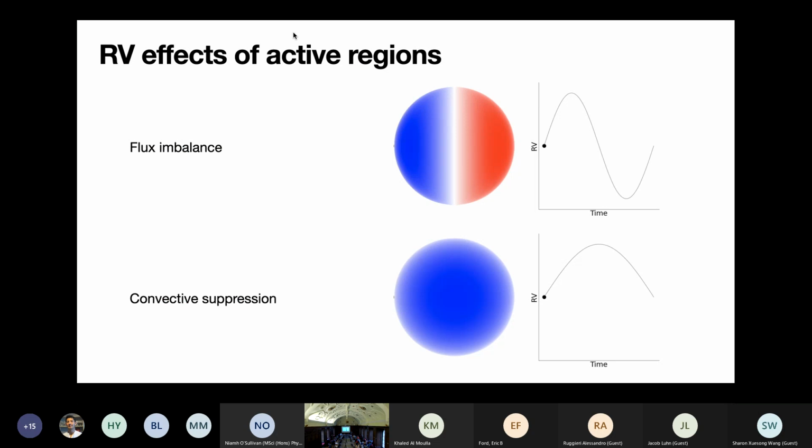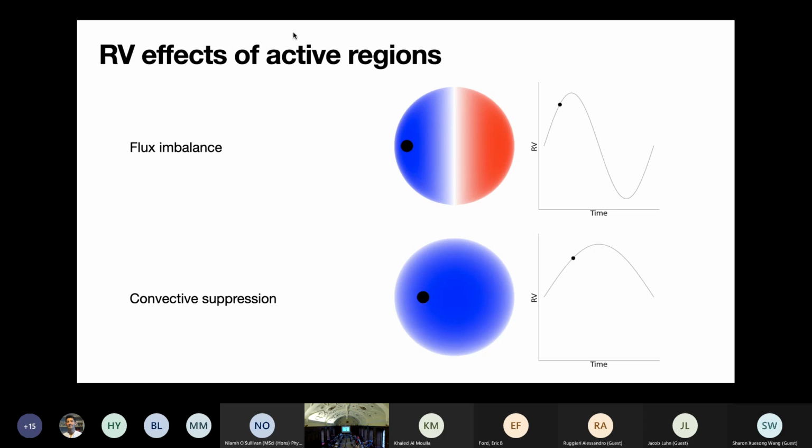So these active regions can affect the radial velocity curves in mainly two ways. The first effect is due to a flux imbalance. Here I'm demonstrating it for a spot. When the spot crosses the surface, it will block out some light from the two different hemispheres that are oppositely doppler shifted due to rotation. And this will create a modulation with half the stellar or solar rotation period.